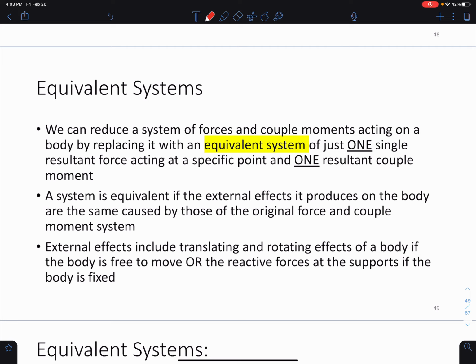External effects can include translation and rotation if a body is free to move, but in our case, most of our bodies are in static equilibrium, so these are going to be reaction forces. We'll talk a little bit more about reaction forces later.